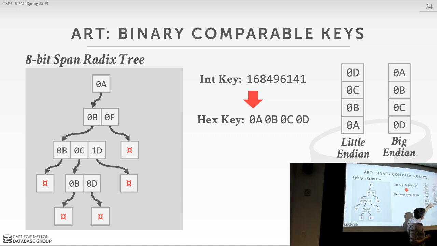But if I store it in big endian, then I know I'm looking at the most significant bit over here, and I can know right away whether the value I'm looking for is less than or greater than or equal to the first digit in my sequence space here.